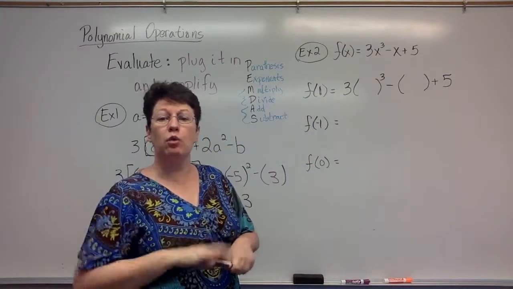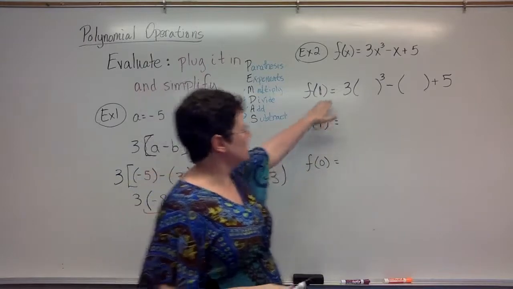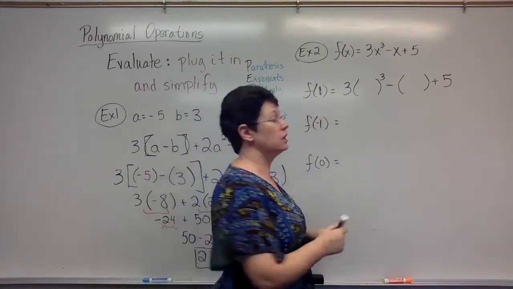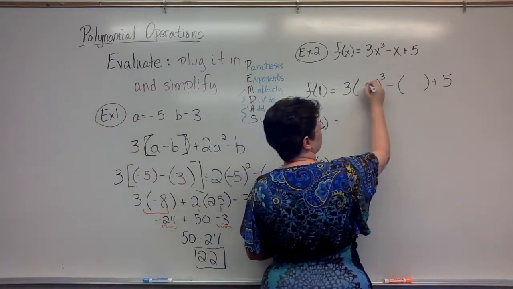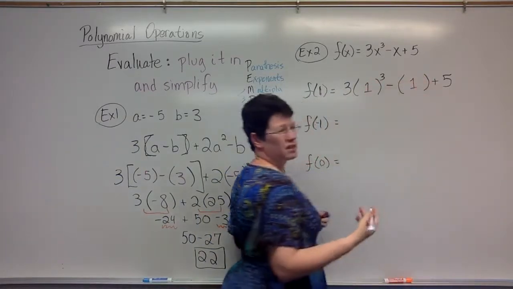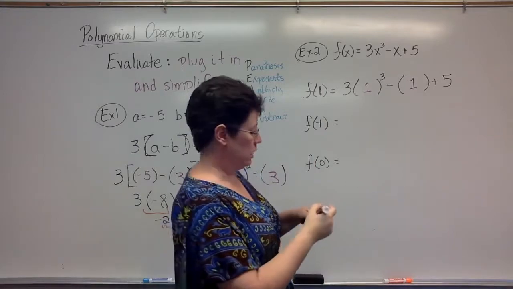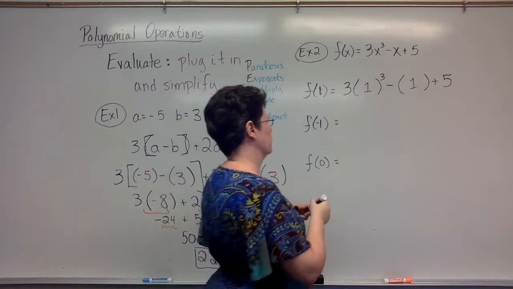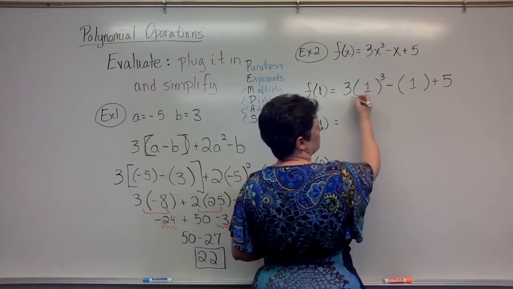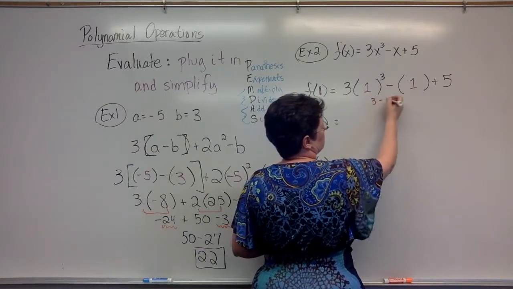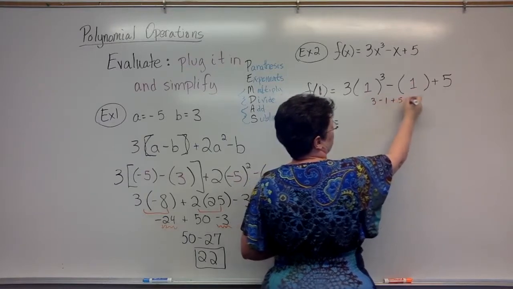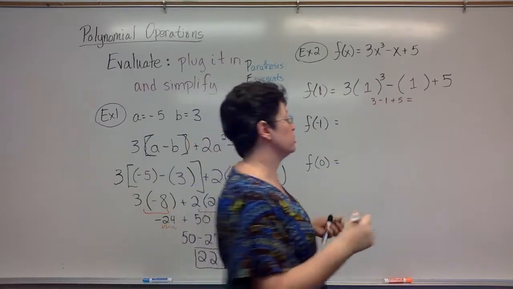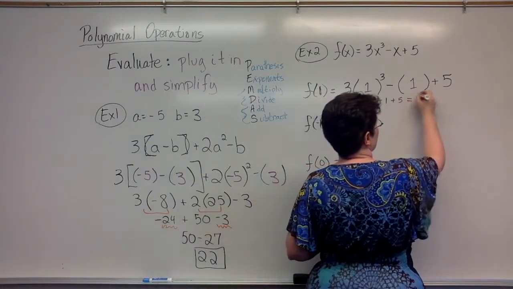Okay? It doesn't matter what I'm plugging into my function. This is where I start. Now I'm going to actually plug it in. We want to plug in a 1. I know, it's kind of anticlimactic because it's 1, right? Okay, so 1 cubed is 1. Right, okay. You got it. So 1 times 3 is 3, minus 1 plus 5. Okay, 3 minus 1 is 2. 2 plus 5 is 7.